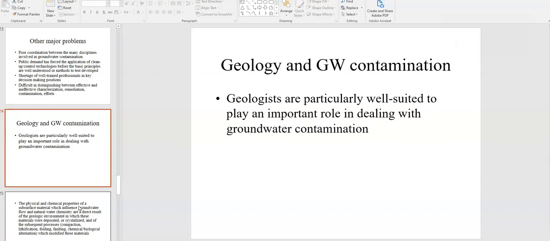Geology and groundwater contamination: geologists are particularly well suited. That's why I think you should all have to take a groundwater class. And then I'm going more into the pollution side of things. So the combination of a hydro class and this one is great for all geologists to have. Because a lot of times, especially if you're going to get a job in the Chicagoland area, this is what you're going to do.